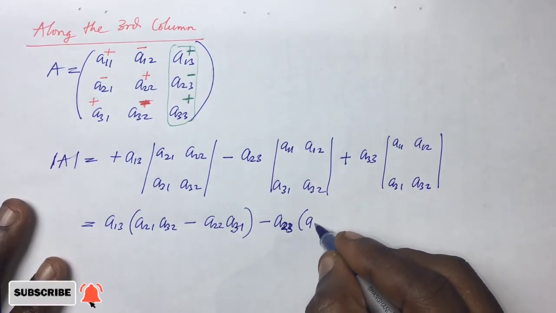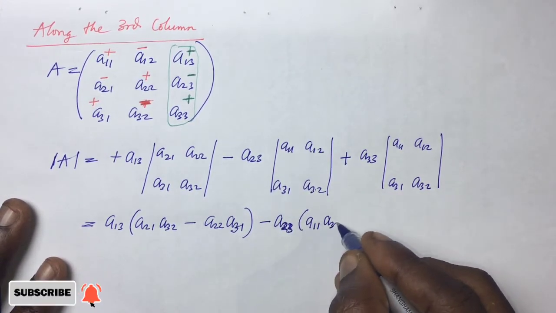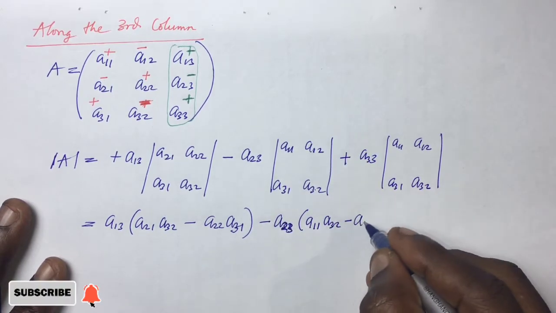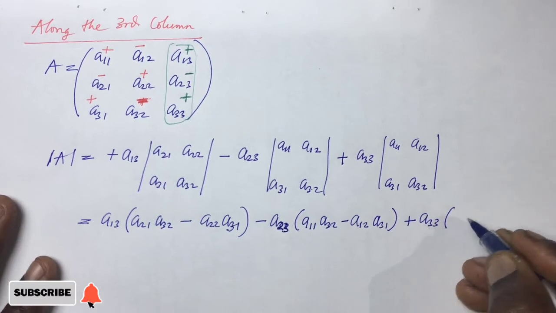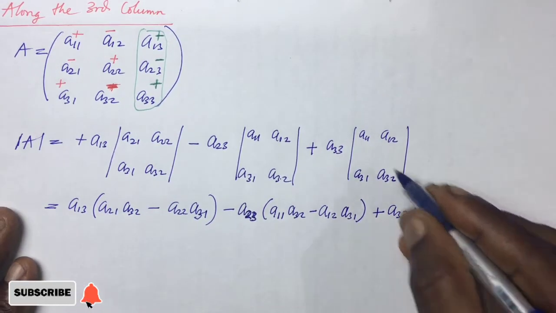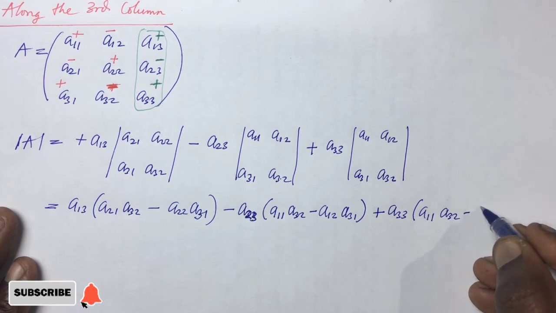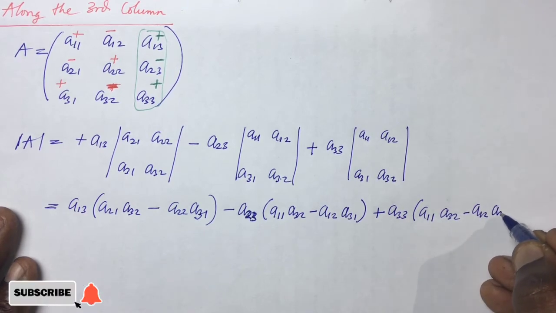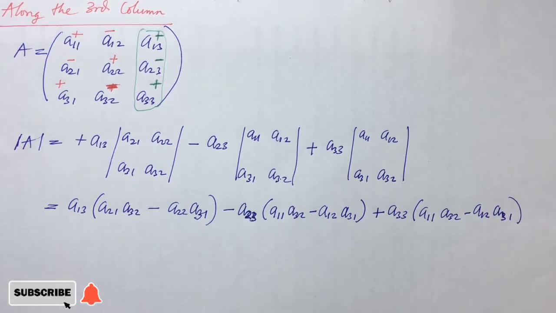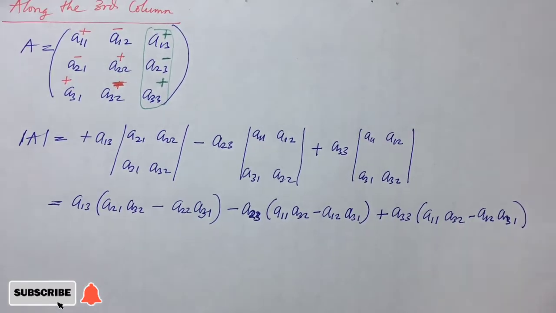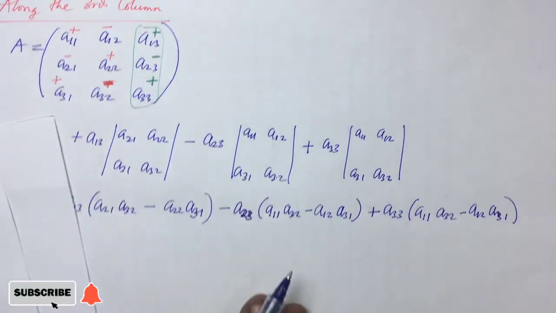Then in bracket A11 times A32 minus A12 times A31 plus A33, now in bracket A11 times A32 minus A12 times A31. Okay, so that will give you the determinant of a 3 by 3 matrix along the third column. Now, that being said, let us take examples.